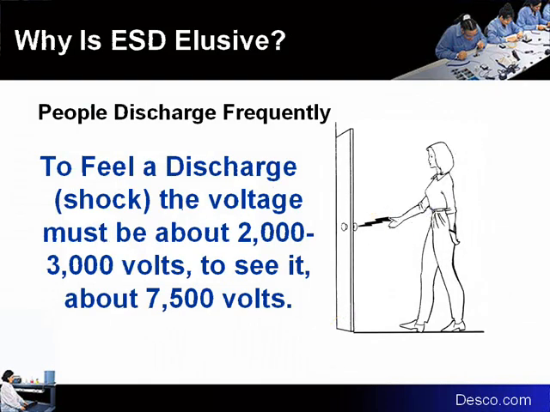To feel a discharge or the shock, the voltage must be about 2,000 to 3,000 volts, and to see it, about 7,500 volts. ESD control is necessary to prevent innumerable little lightning bolts, or ESD events, from occurring. 25% of unidentified electronic failures are typically a result of ESD.